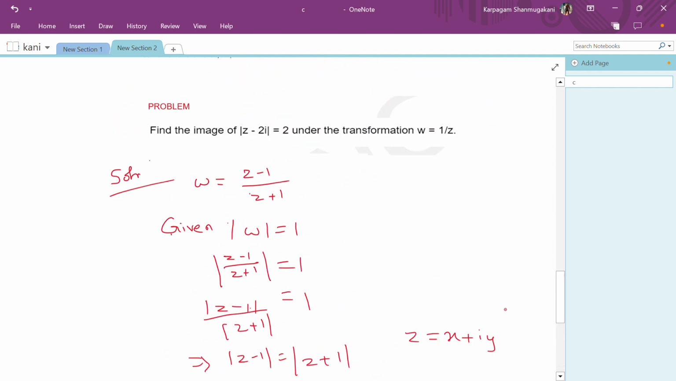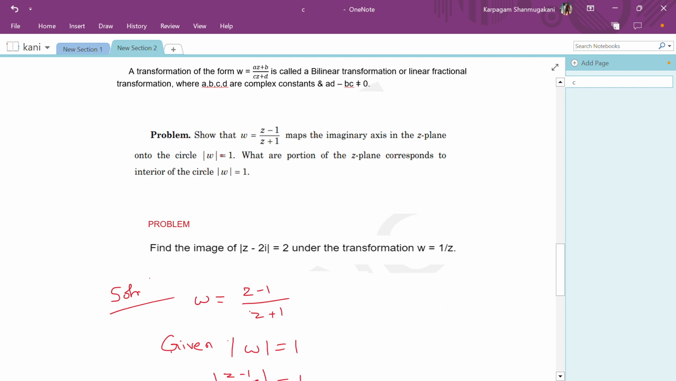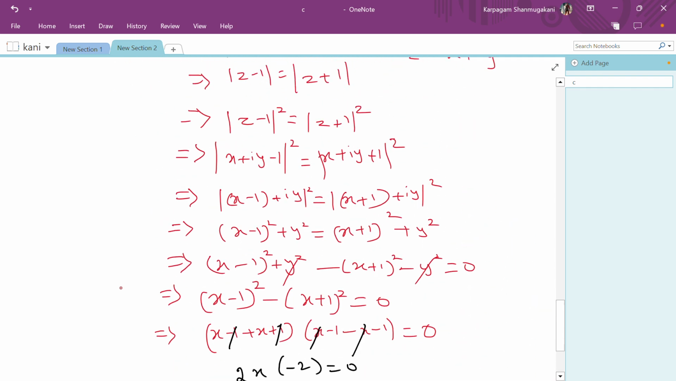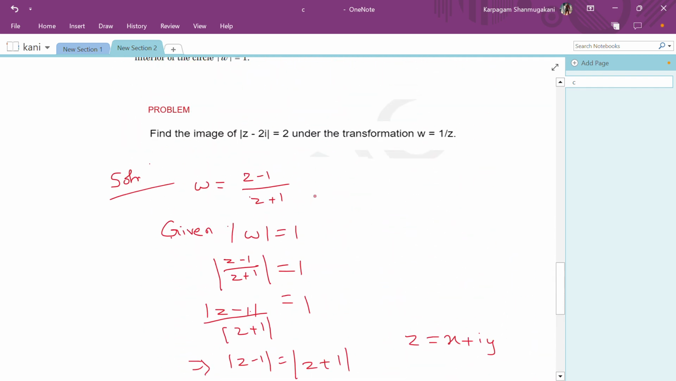So we have completed the problem. What we have, so that imaginary axis in z plane into the circle modulus of w equal to 1. Then what is the next one? Here if we have to substitute in z, x equal to 0. x equal to 0 means w equal to x plus iy minus 1 divided by x plus iy minus 1. x equal to 0 means what is the value?